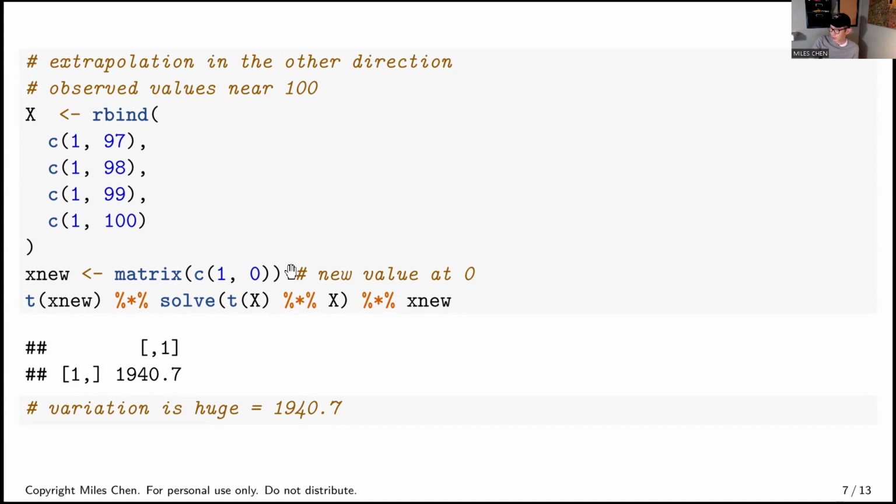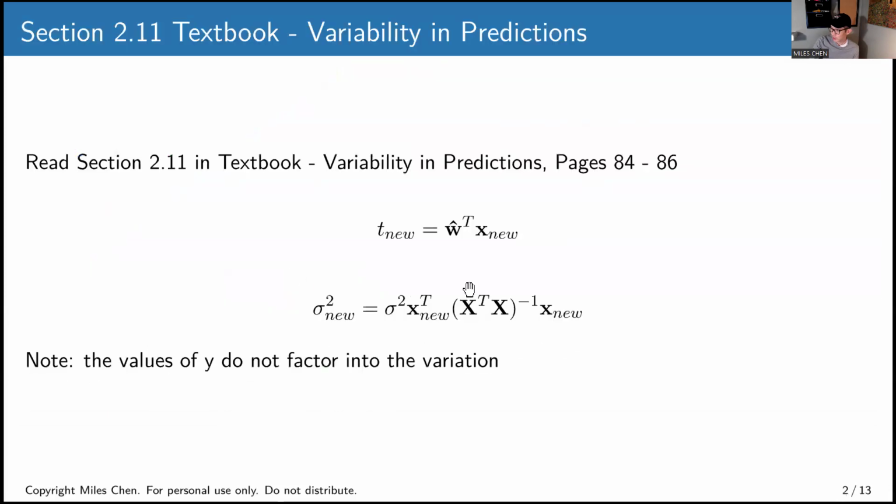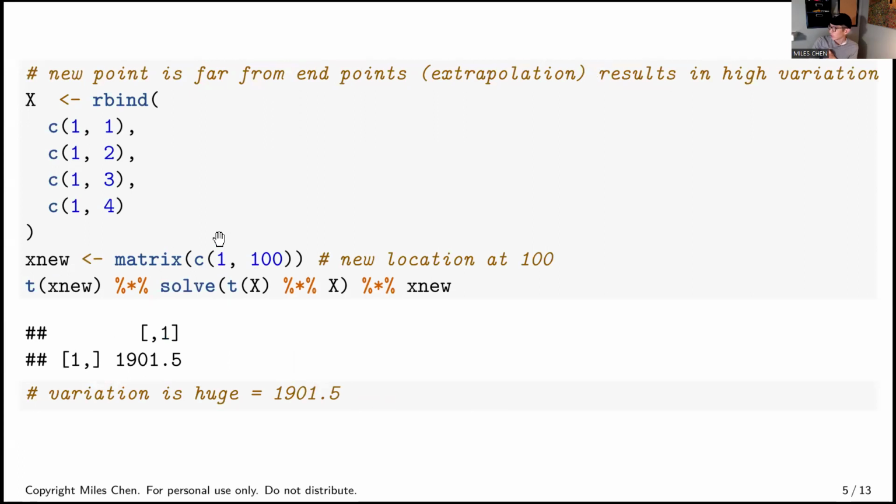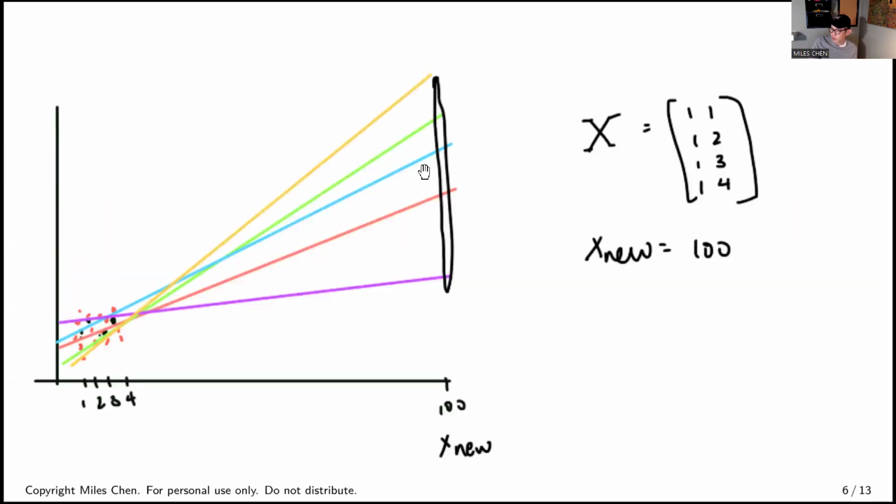It is kind of interesting that it really just reflects what X transpose X inverse does. You might think it's because our values are huge or small, but it's something more interesting than that. There's a relationship between the values you get in here and the X new value. If your observed X values are at 1, 2, 3, 4, and you do X transpose X inverse, and your new observation is at 100, you get a huge amount of variance, like this.